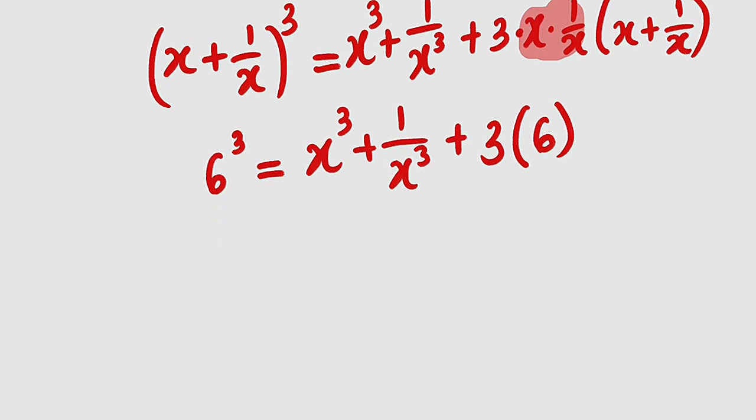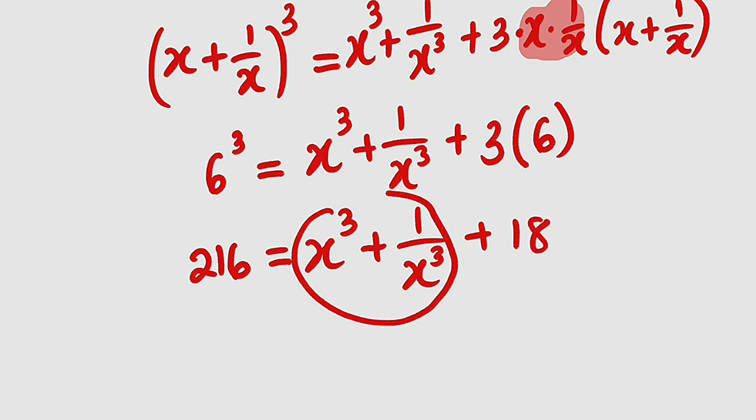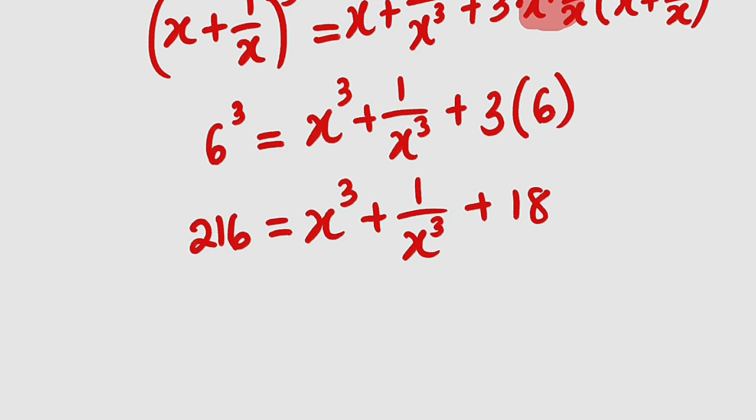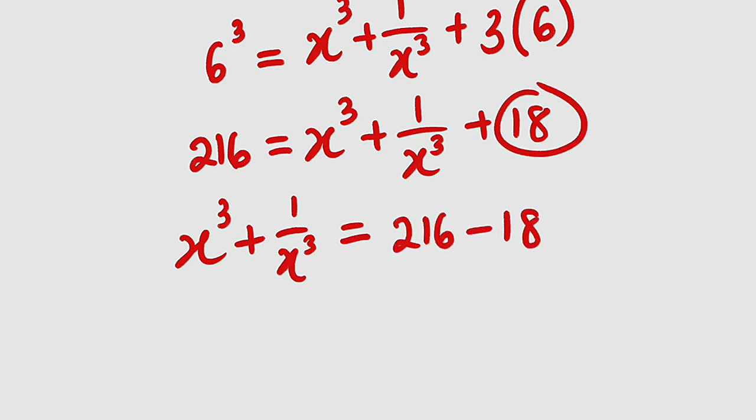6 to the power of 3 is 216. This is equal to x to the power of 3 plus 1 divided by x to the power of 3 plus 3 times 6, which is 18. So I would like to make x to the power of 3 plus 1 divided by x to the power of 3 the subject. So x to the power of 3 plus 1 divided by x to the power of 3 is equal to 216 minus 18, as this crosses over to the other side.